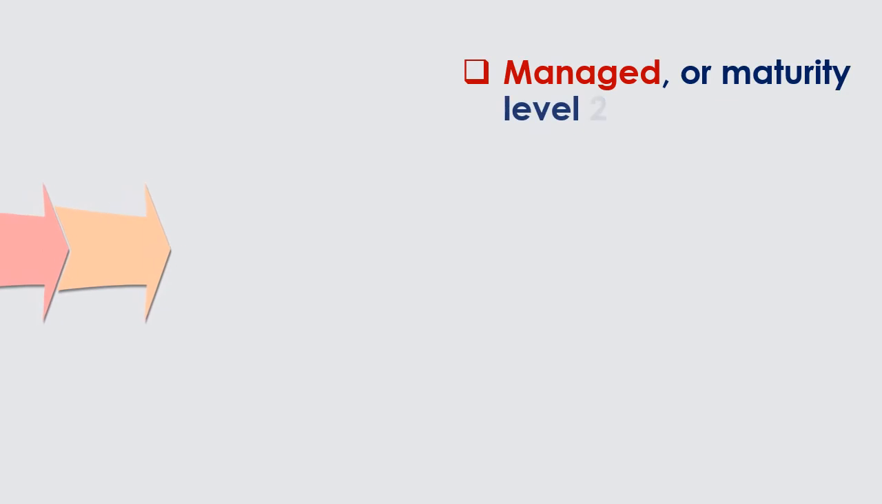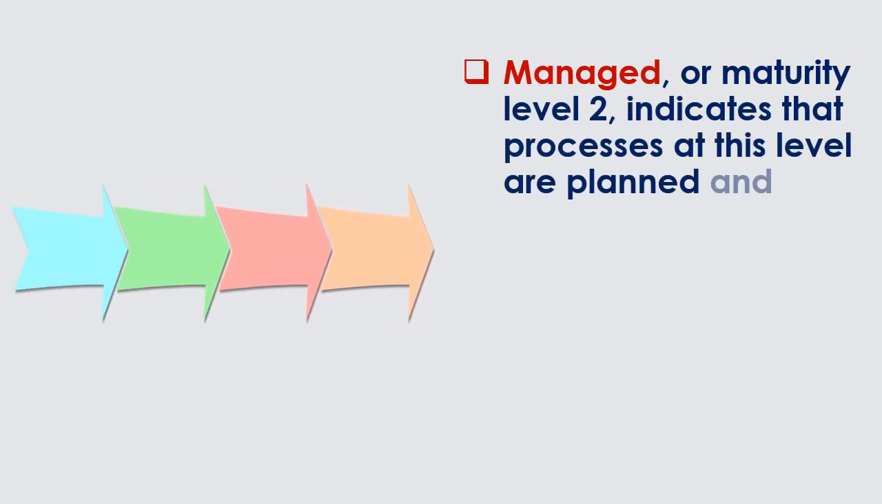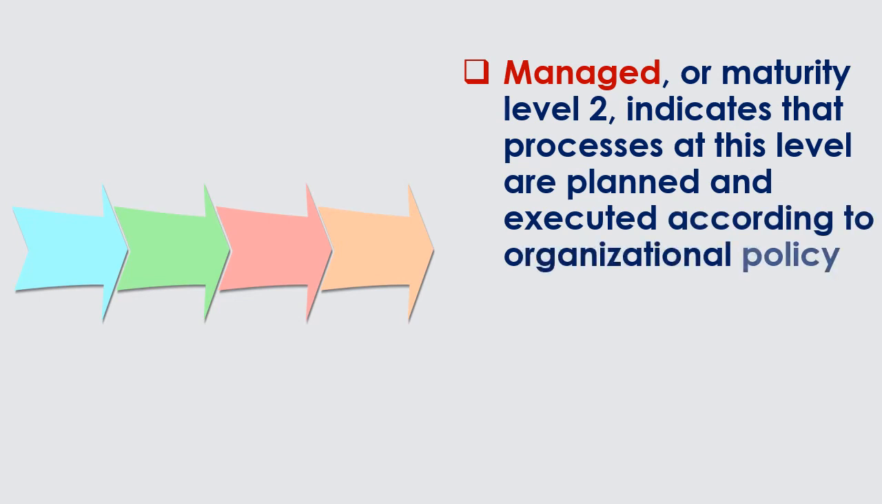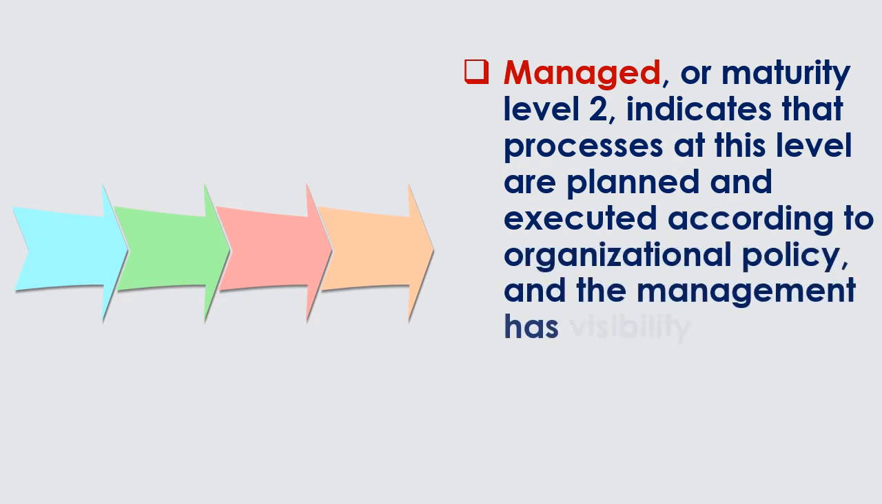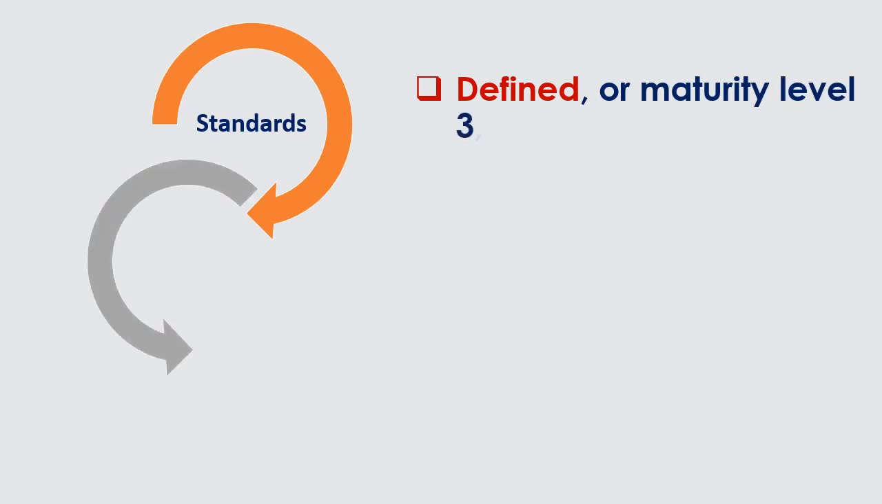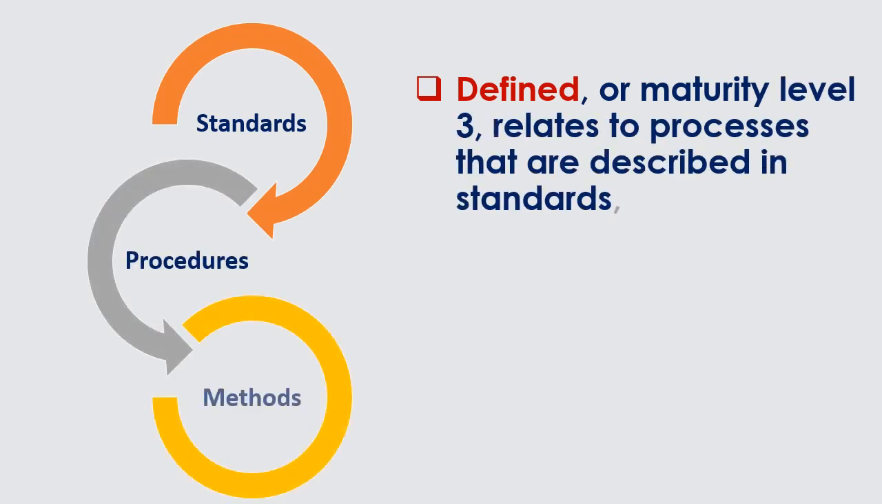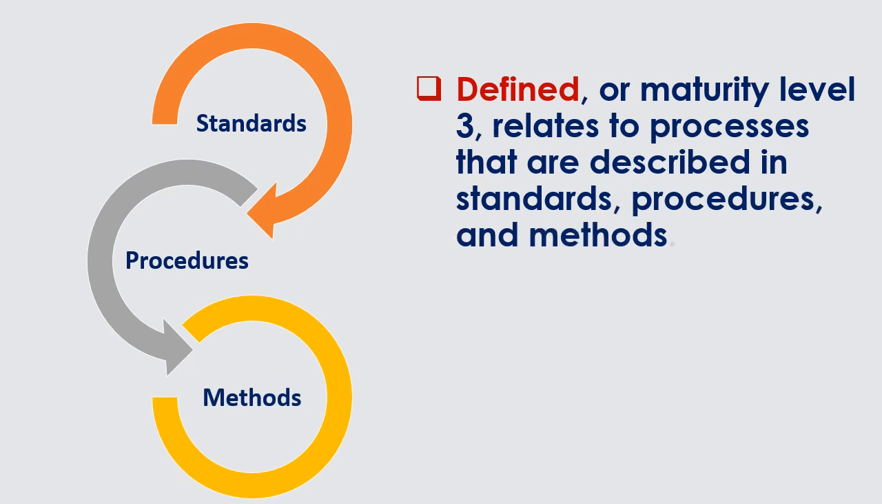Managed, or Maturity Level 2, indicates that processes at this level are planned and executed according to organizational policy, and the management has visibility on work products and defined points. Defined, or Maturity Level 3, relates to processes that are described in standards, procedures, and methods.